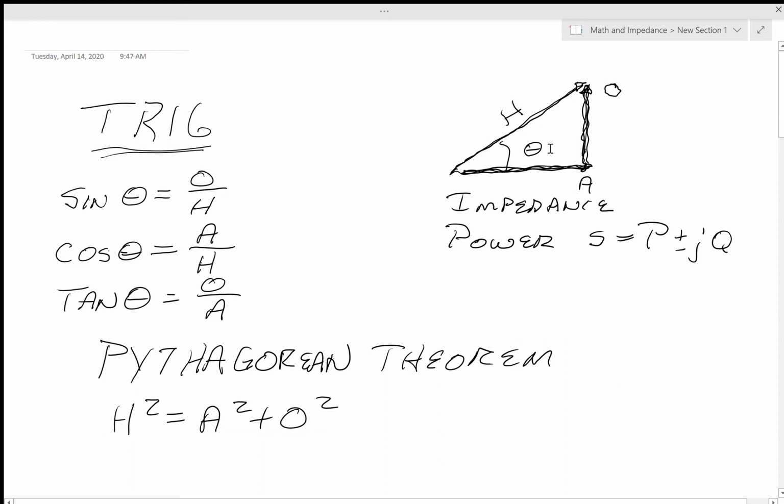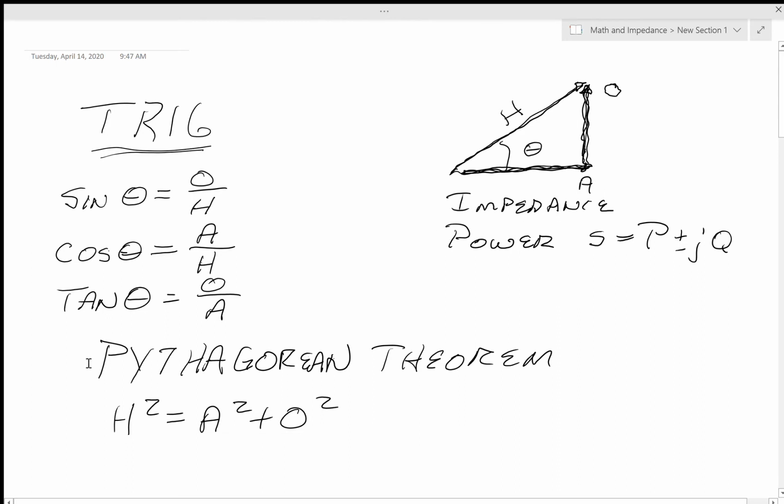you have theta, which is part of the polar form of the number. In power, it's S equals P plus JQ, where S is the hypotenuse, P is a real number, which is the adjacent value, and the Q value, reactive power, is the opposite value.